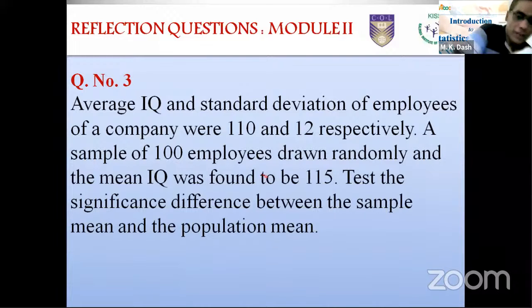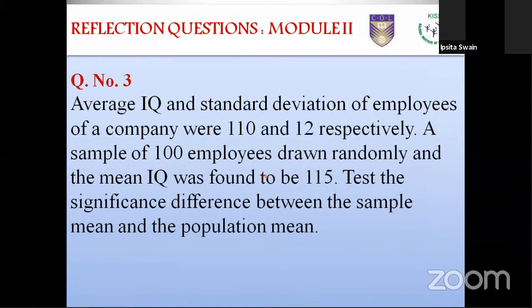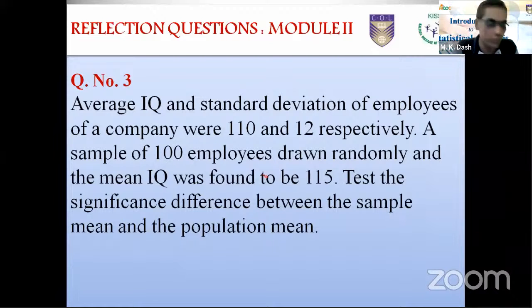Come to question number 3. Now take your time and analyze the question for 10 seconds. If you have a copy of the question with you, it would be easy, or else you can analyze from the screen.